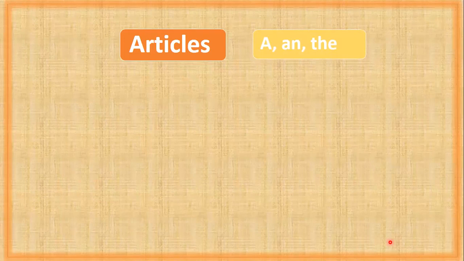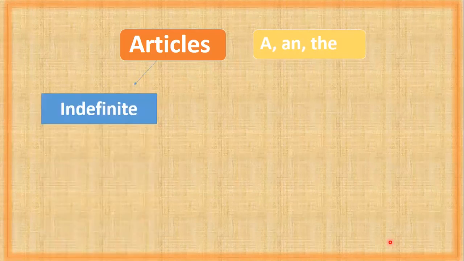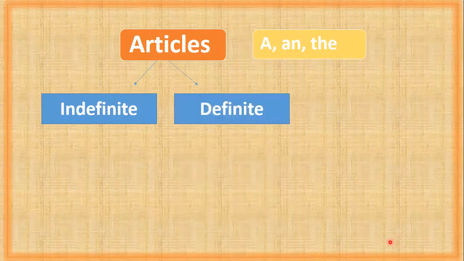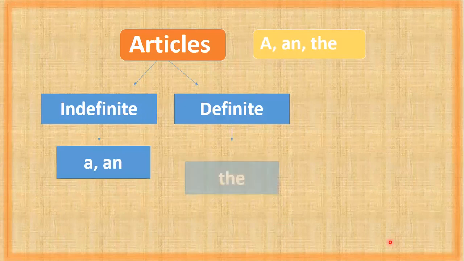Using articles correctly is one of the difficult points in English grammar. Articles can be divided into two categories: indefinite articles and definite articles. Indefinite articles include a and an, whereas definite articles include the.